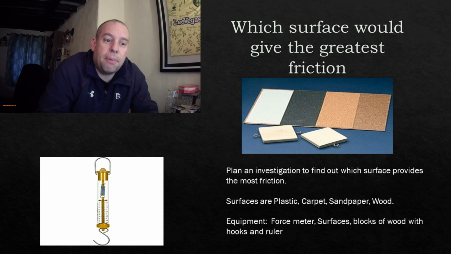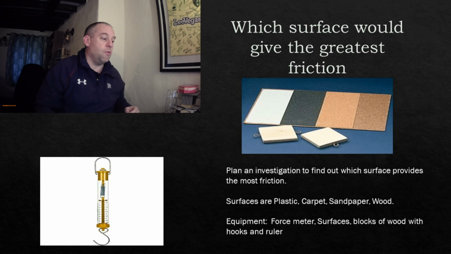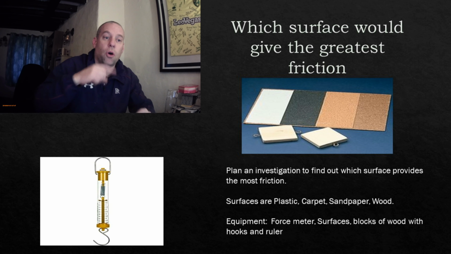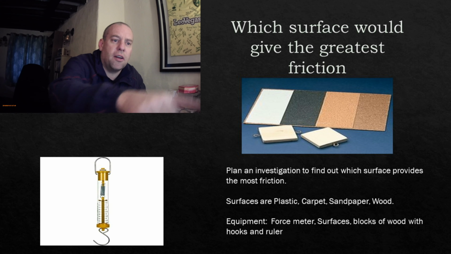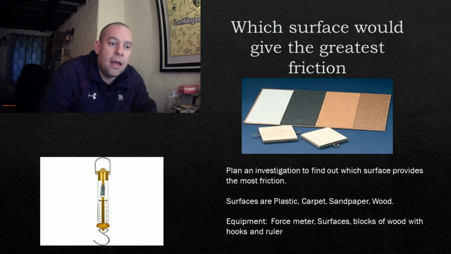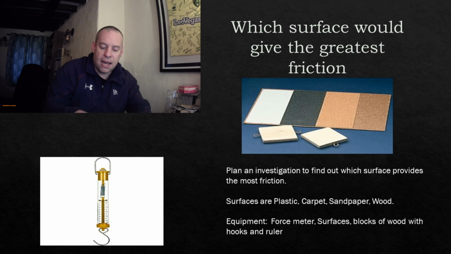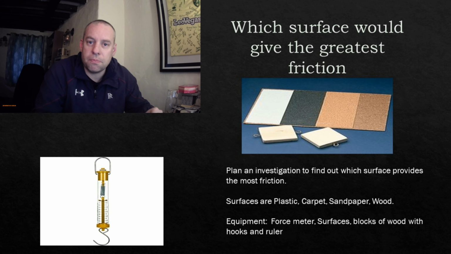The 4 different surfaces are plastic, carpet, sandpaper and wood. I want you to imagine that you've got a wooden block about so big, and on it you've got a hook. So there's kind of like a picture of those little wooden blocks there. Now, the other bit you've got is a force meter, which is a spring and a hook. And when you pull things along, the spring extends, and that extension will tell you the force.